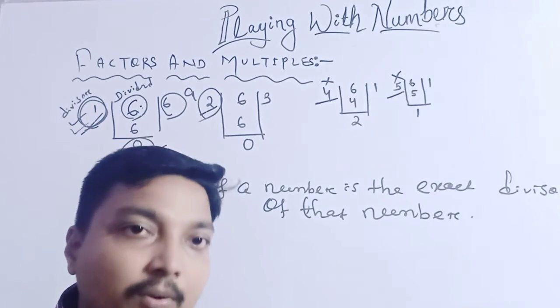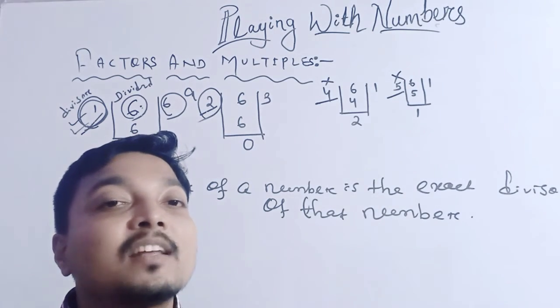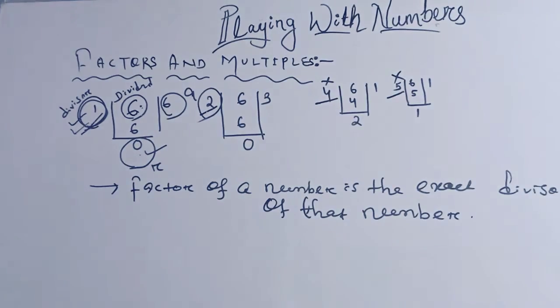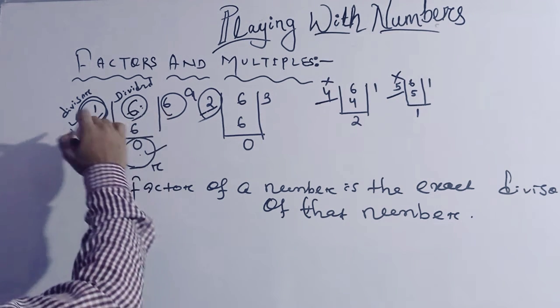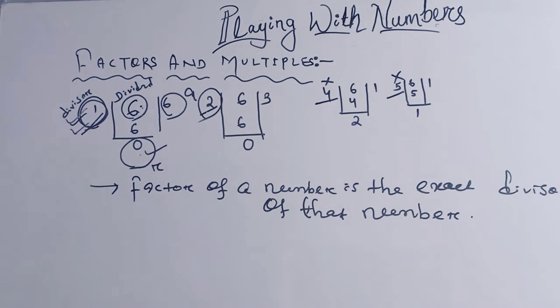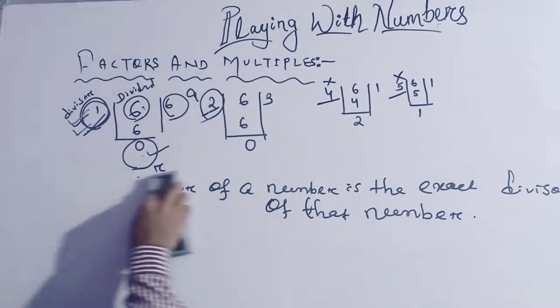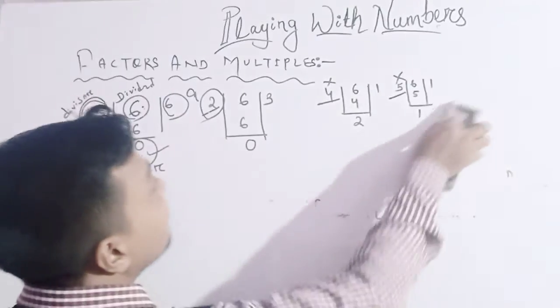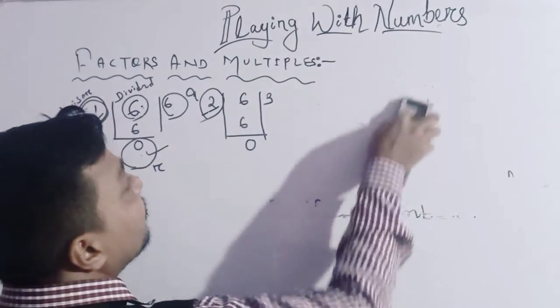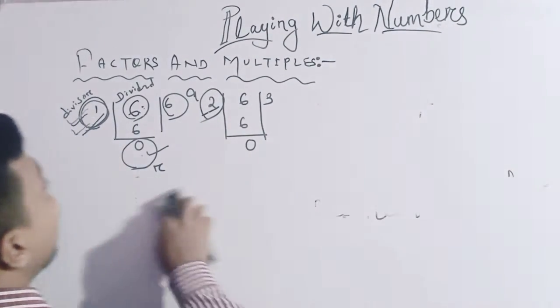A factor of a number is an exact divisor of that number. Now you have to remember that 1 is a factor of 6. Another extra thing I am showing you: here 4 is not a factor, which is why I am erasing it.